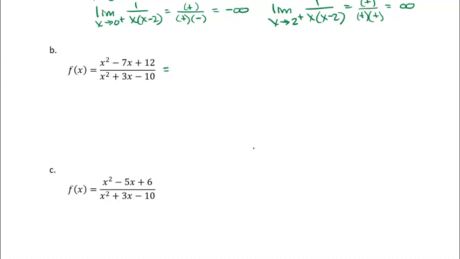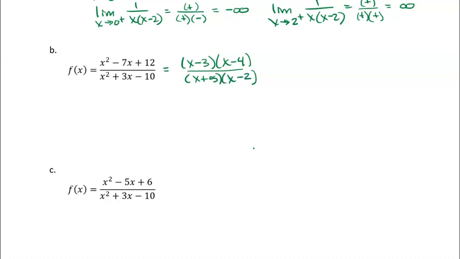Now, if I can factor the numerator, I want to, because sometimes there are factors in the numerator and the denominator that match, and then you can cancel them. So let's see. The numerator factors into what? x minus 3 times x minus 4, right? And the denominator factors into, I need factors of negative 10 that add to 3. So x plus 5 and x minus 2.